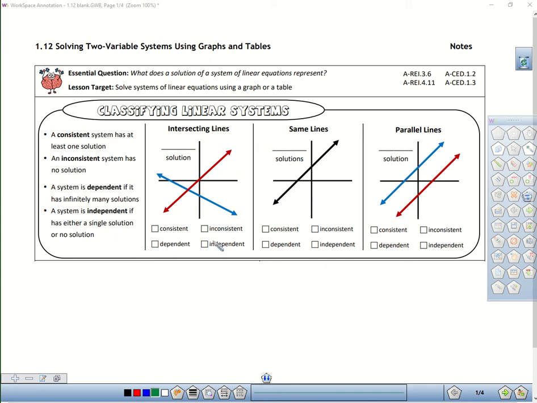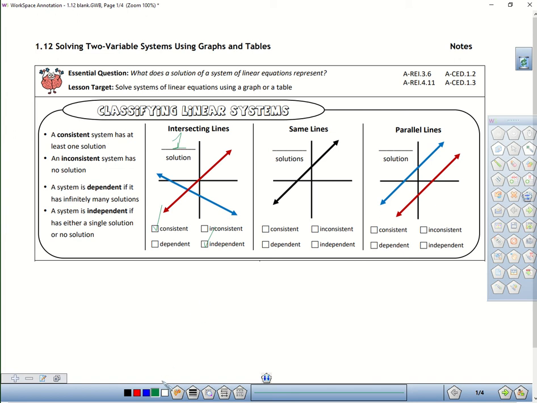So in the first case, we have intersecting lines. This is the most common one that you usually see when we're talking about systems. And this one has one solution. And that one solution is where the two lines intersect. So we call that the solution. This is going to be consistent because we have at least one solution. And this is also going to be independent because it has a single solution or no solution.